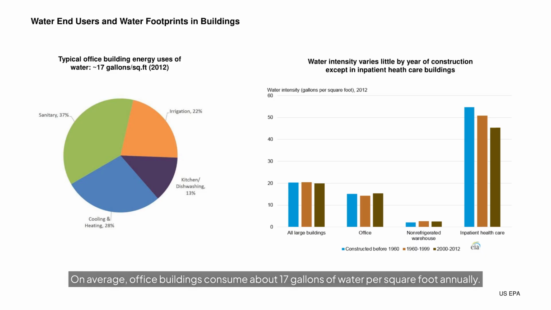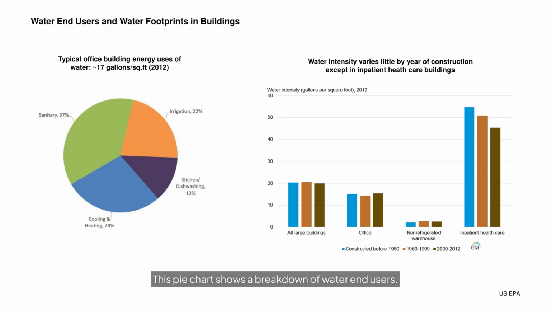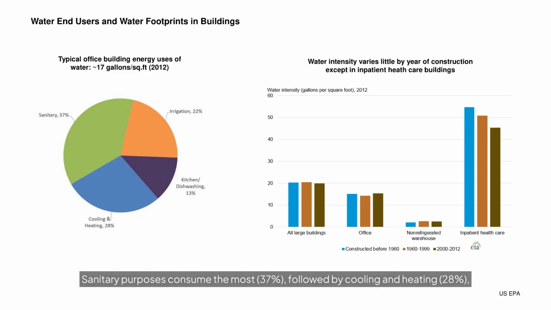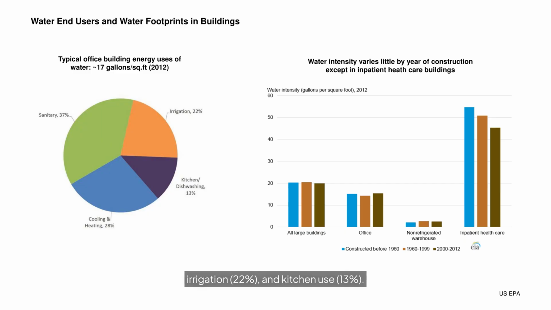On average, office buildings consume about 17 gallons of water per square foot annually. This pie chart shows a breakdown of water end users. Sanitary purposes consume the most, 37%, followed by cooling and heating, 28%, irrigation, 22%, and kitchen use, 13%.